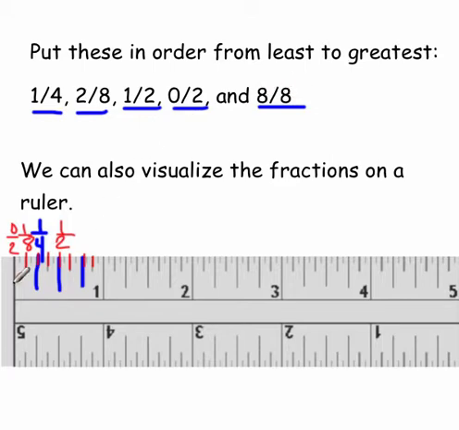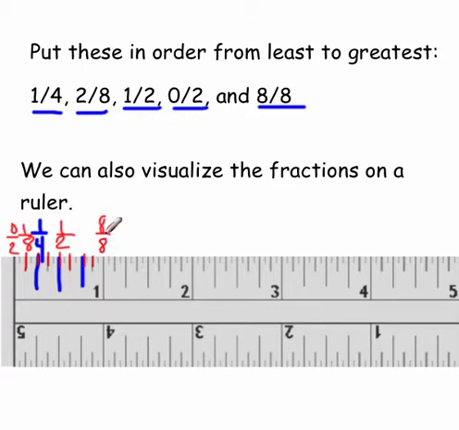Well, we've already divided into eighths. That's where the little red lines were. So this would be 1/8, 2/8, 3/8, 4/8, 5/8, 6/8, 7/8, and 8/8 brings me to 1 whole. Again, when that number in the numerator is the same as the number in the denominator, then you have 1 whole, in this case 1 whole inch.